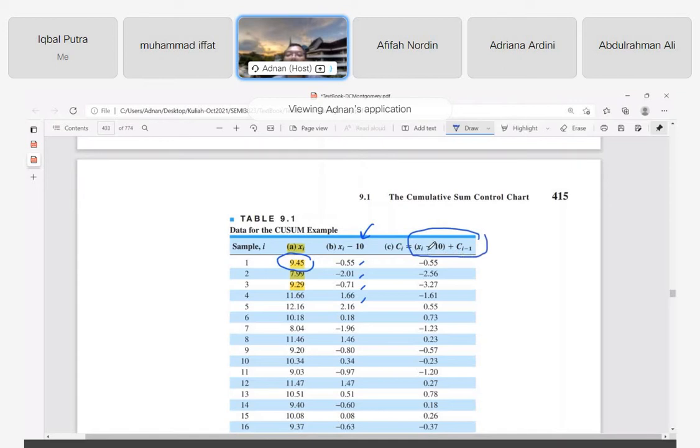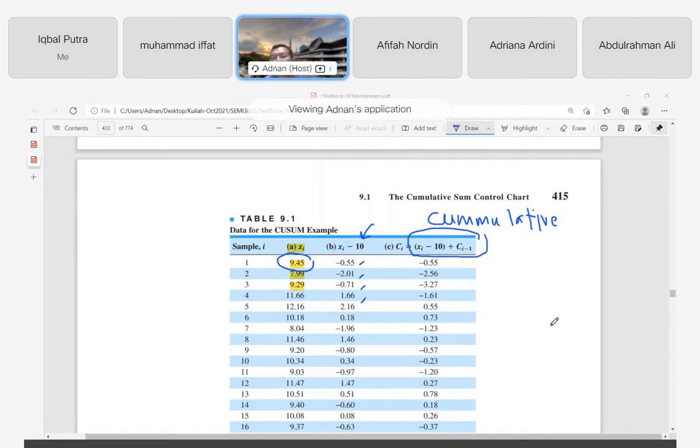Ci equals xi minus 10, which is coming from column number 2, plus Ci minus 1, which is the previous values. So this formula is where you get the cumulative, meaning that the previous values play a role in our monitoring, not only the last point. The difference from the previous control chart, the Shewhart chart, is that it is only concerned about the last point, but this case is a cumulative point.